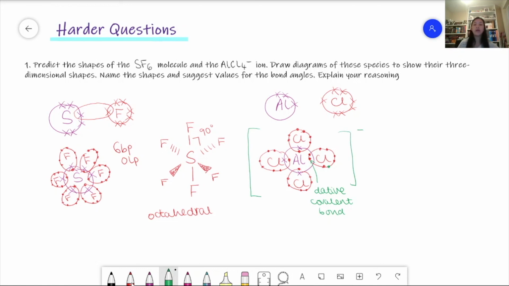And so when we look at the shape of it, it looks something like this. Because actually a dative covalent bond is still classed as a bonding pair. So there are still no lone pairs, so it's 4 bonding pairs, and this makes a tetrahedral shape. And these angles are 109.5 degrees.